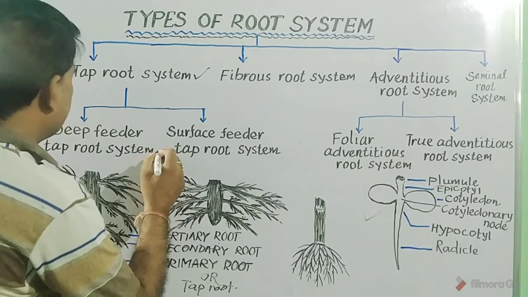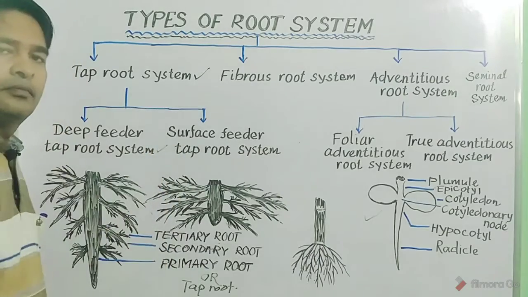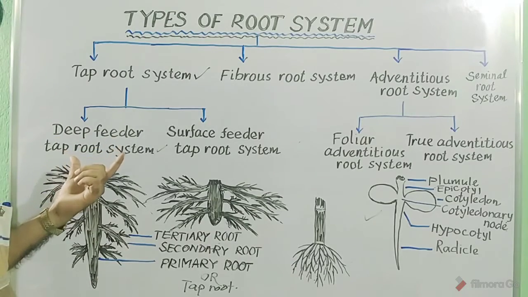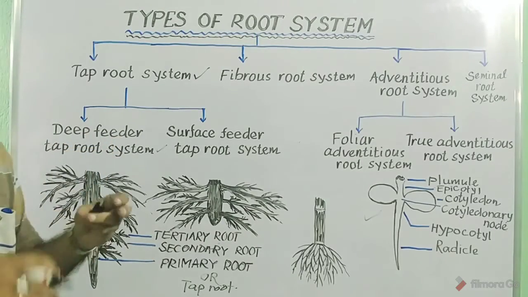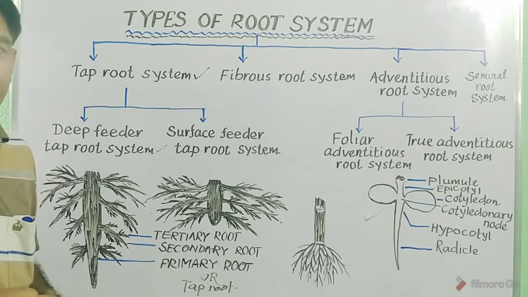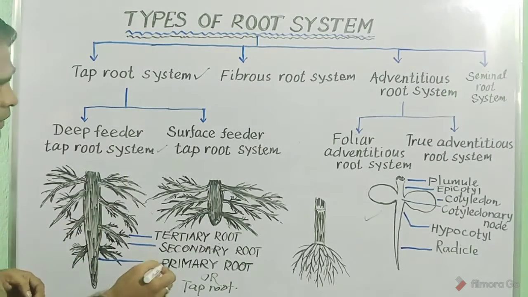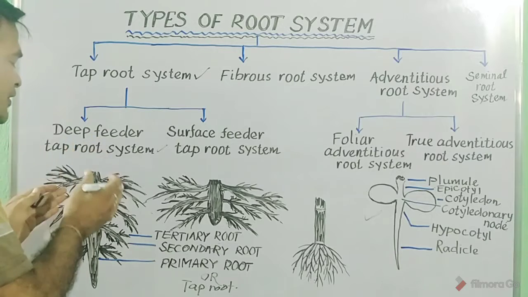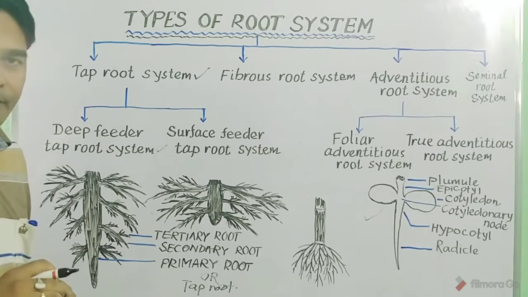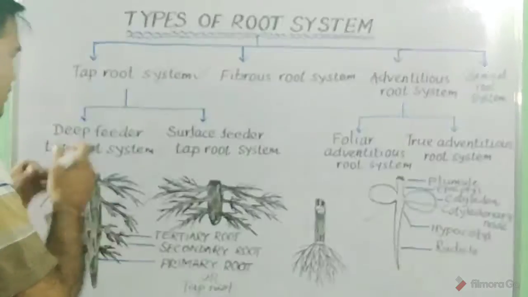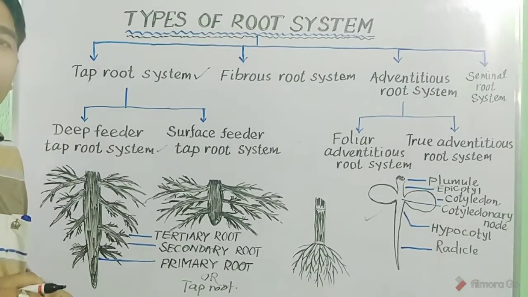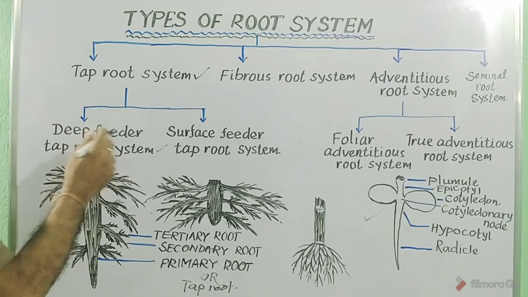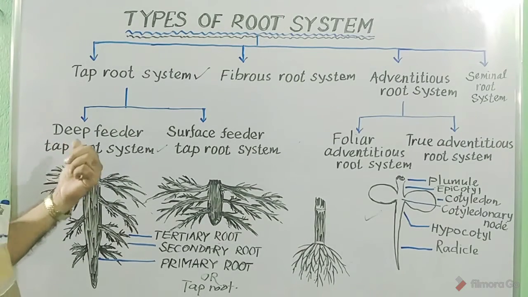We'll first study about deep feeder taproot system. So deep feeder taproot system grows vertically downwards, and here the primary root is the longest root, and the secondary and tertiary roots are shorter. This type of root system is found in trees. And this deep feeder root system is also called racemose taproot system.